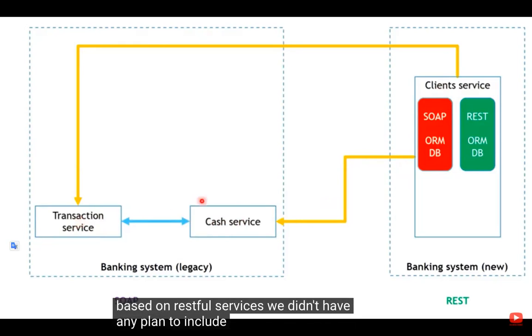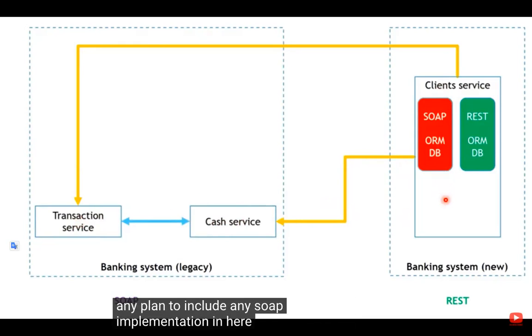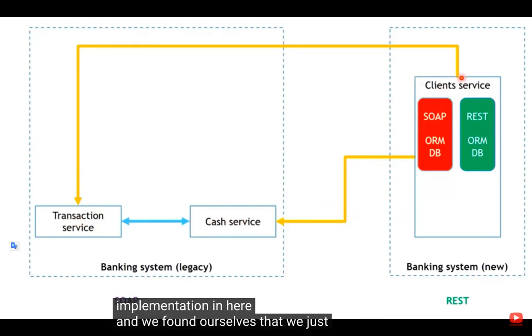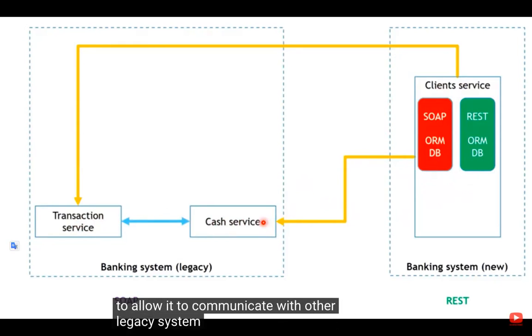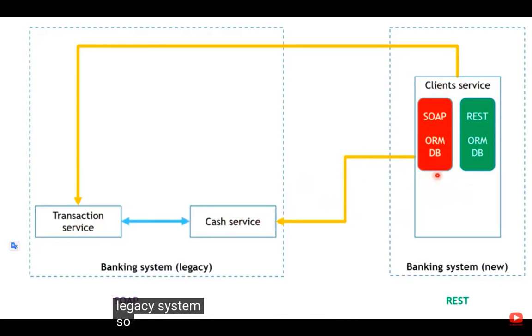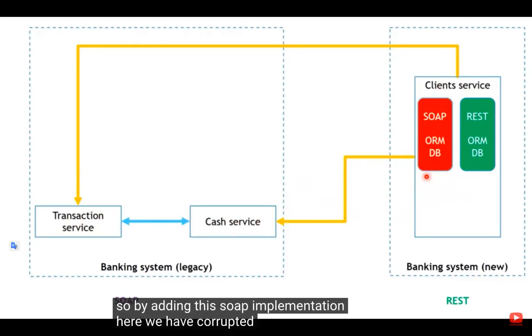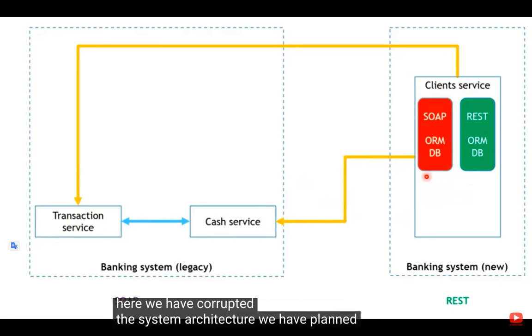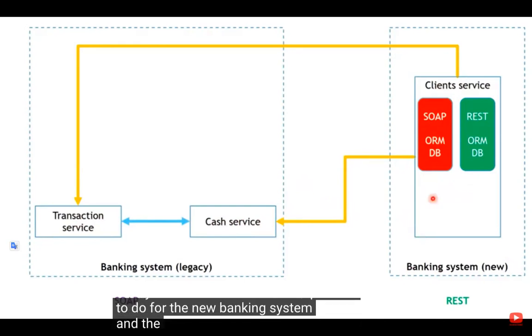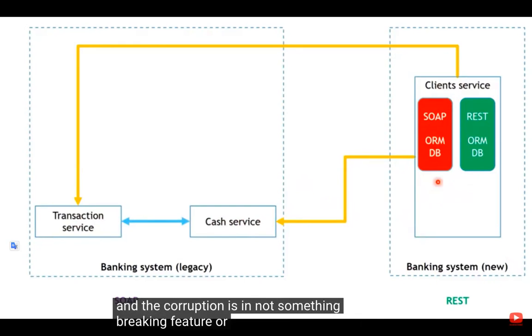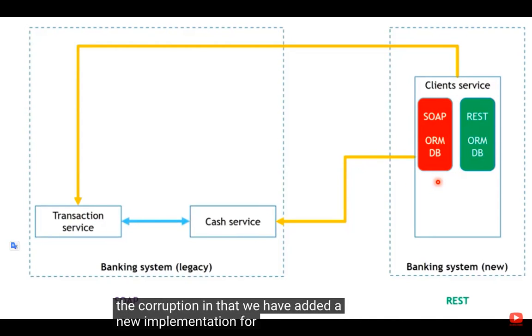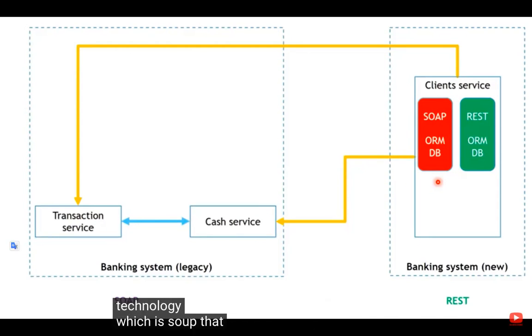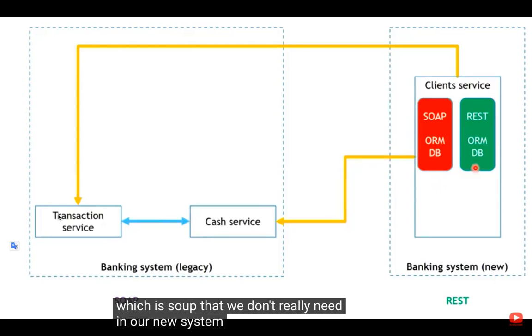We didn't have any plan to include any SOAP implementation in here. And we found ourselves that we just needed to implement SOAP implementation in our new banking system to allow it to communicate with other legacy systems. So by adding this SOAP implementation here, we have corrupted the system architecture we have planned for the new banking system. And the corruption is not something breaking a feature or something not working. The corruption is that we have added a new implementation for a certain technology, which is SOAP, that we don't really need in our new system.